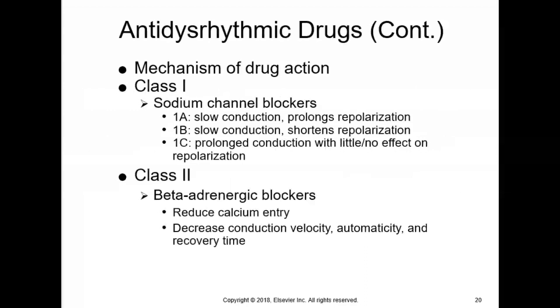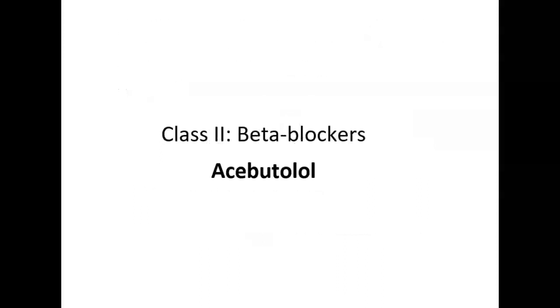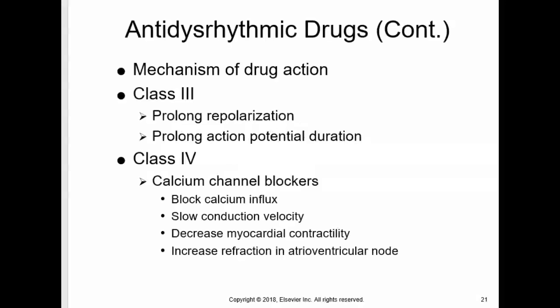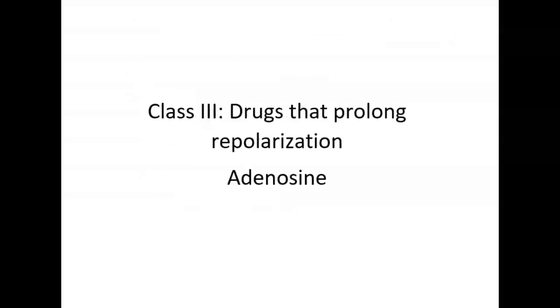Class 2 antidysrhythmic drugs are beta-adrenergic blockers. They work by reducing calcium entry, decreasing conduction velocity, automaticity, and recovery time. Your prototype class 2 antidysrhythmic beta blocker is acebutolol. Class 3 antidysrhythmics work by prolonging repolarization during ventricular dysrhythmias and prolonging action potential durations. The drug that you need to recognize as a class 3 antidysrhythmic is adenosine.